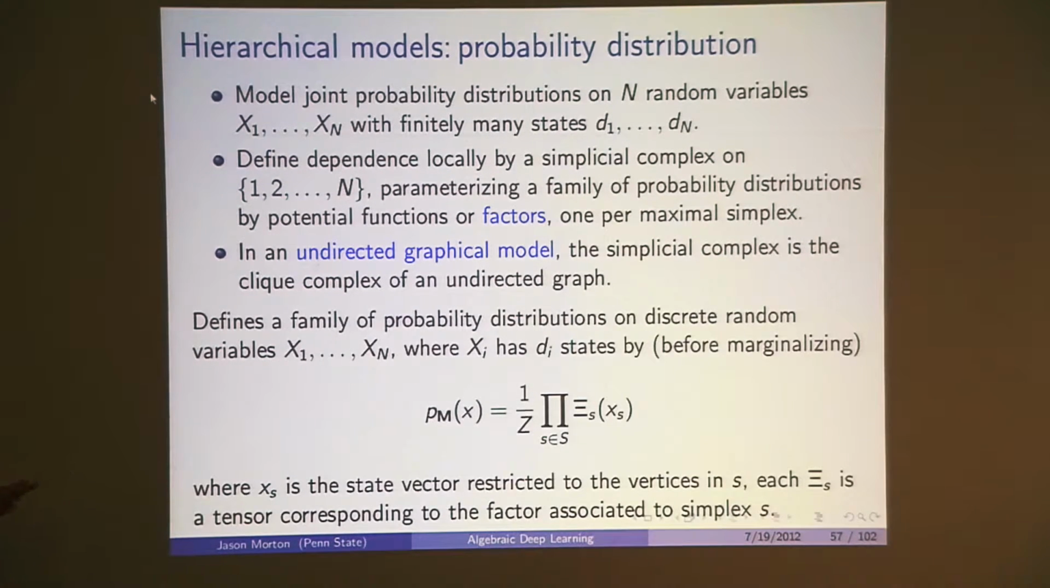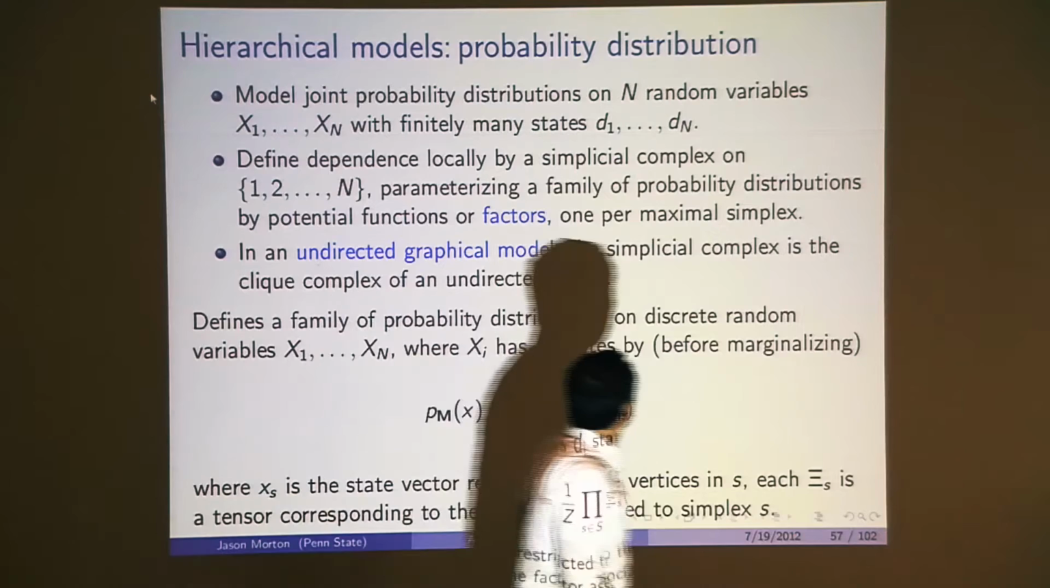And it defines a family of probability distributions on our discrete random variables by just taking the product of all of these factors. So C sub S. I like C because it looks kind of like a square, particularly if you have a serif font. So that represents one of these factors, C sub S, and then the state of all the variables restricted to S. It's just a product of those things, and then I have to renormalize it by the partition function, the sum of all of these things, in order to turn it into an honest probability, right? So each of these things is our little tensor factor. That's the probability distribution.